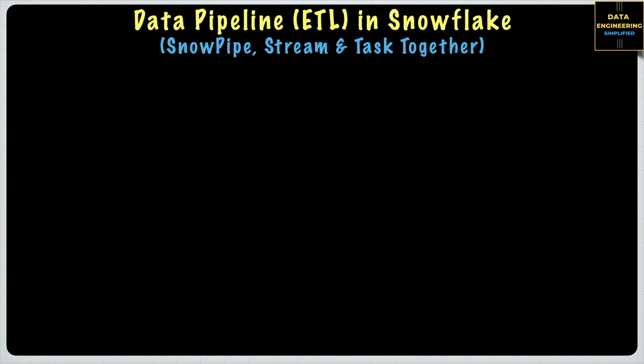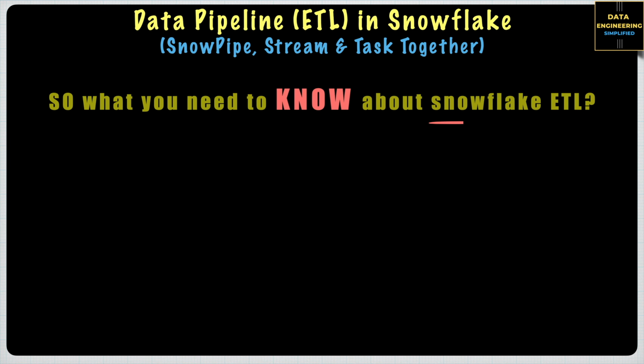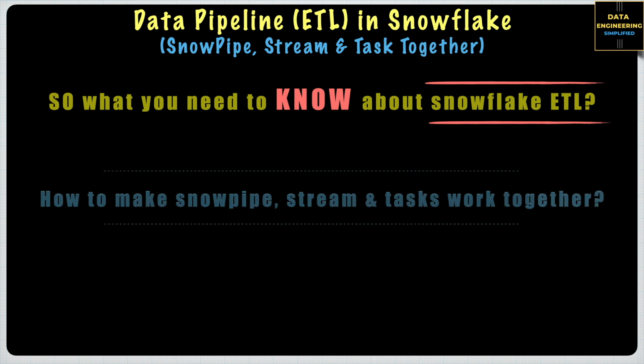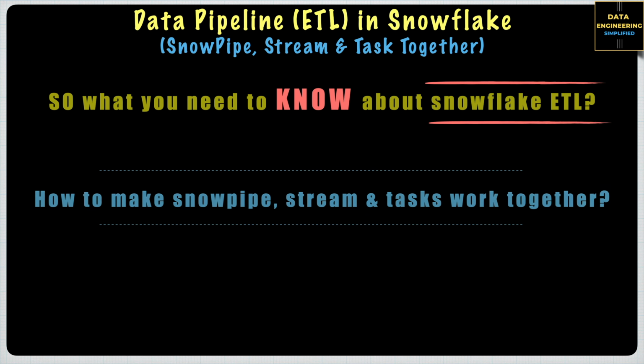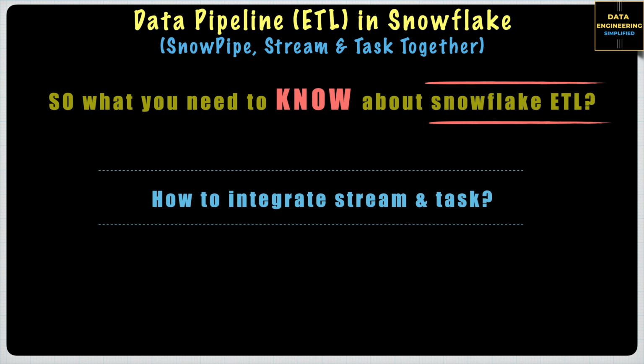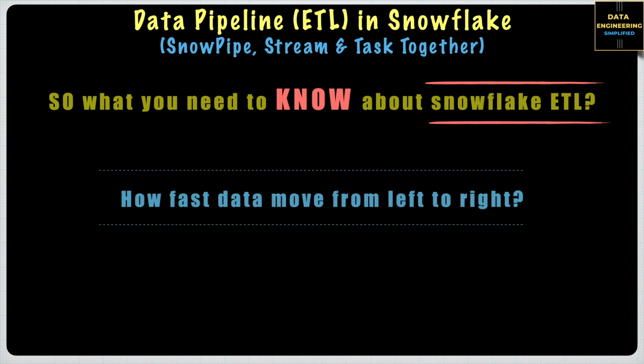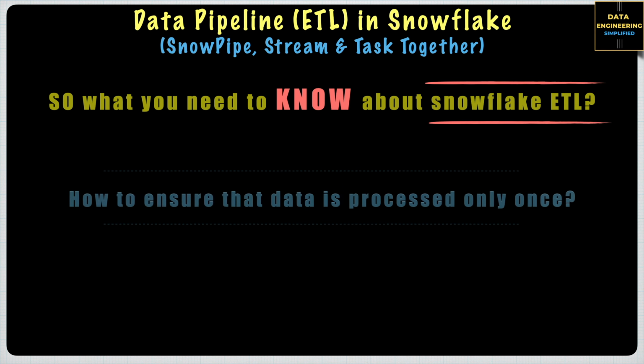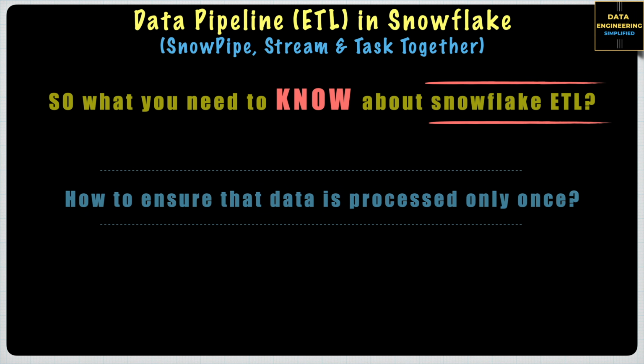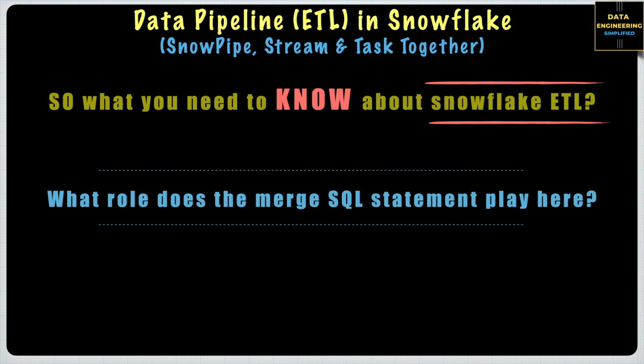So, what you need to know more about the Snowflake ETL or ITL process: how to make pipe, stream, and task work together, how to integrate stream and task to make it work, how fast data moves from left to right, meaning from source to consumption layer for analytics, how to ensure that the data is not lost and processed only once, and what role the merge SQL statement plays in this entire ETL workflow.